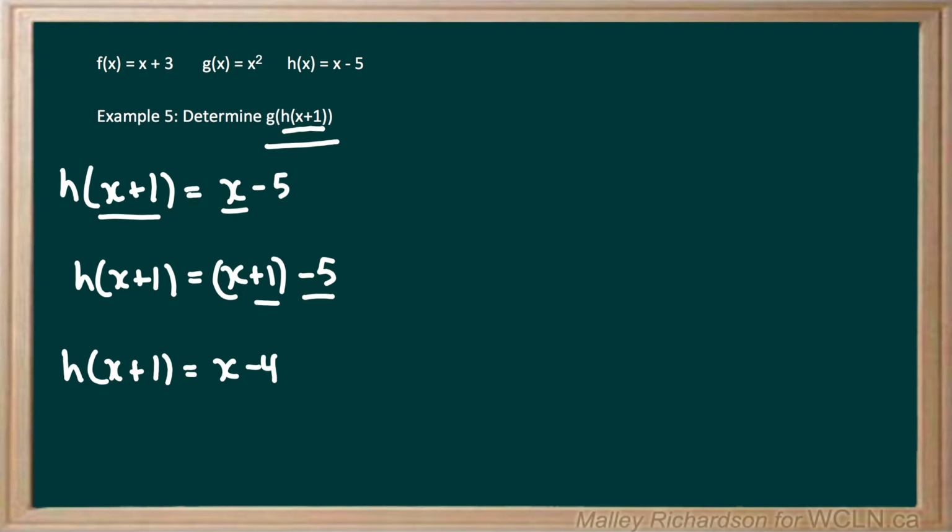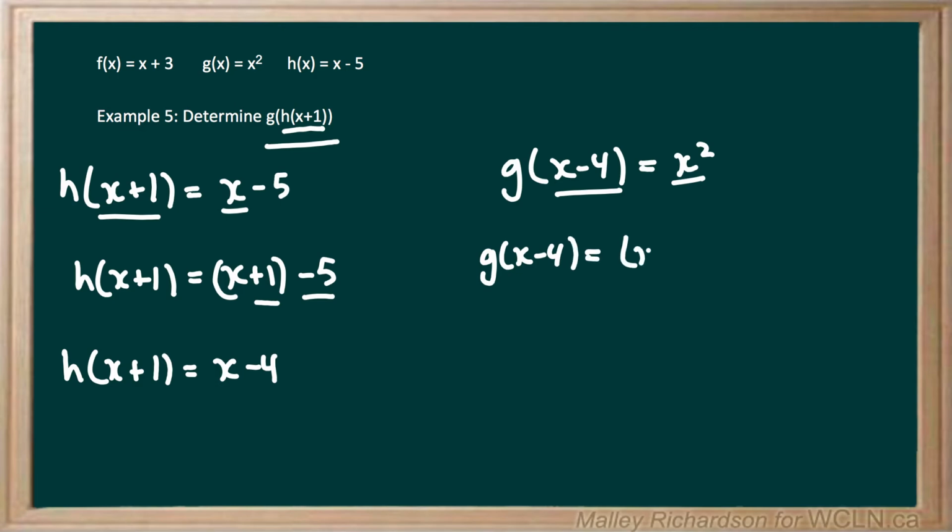So instead of g of h of x plus 1, we are going to replace h of x plus 1 with the value we found to be x minus 4. So we have g of x minus 4 and g of x equals x squared. So now we want to replace x with x minus 4. So g of x minus 4 equals x minus 4 all squared. Now we can expand this out, so we get g of x minus 4 equals x minus 4 multiplied by x minus 4.